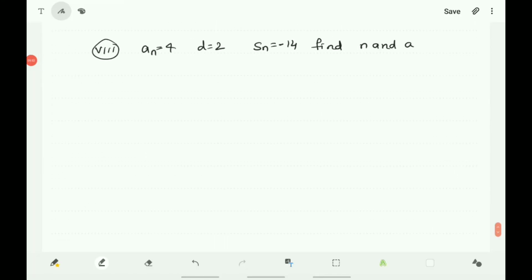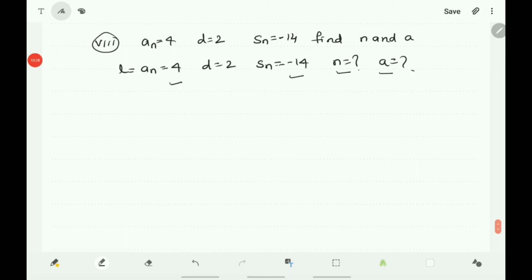Question number 8th, that is an is equals to 4, d is equals to 2. Here an means that is L, and d is equals to 2, and Sn is equals to minus 14, and question mark is for n and a. Now to find a, use this L and Sn, and here first write the formula for an.